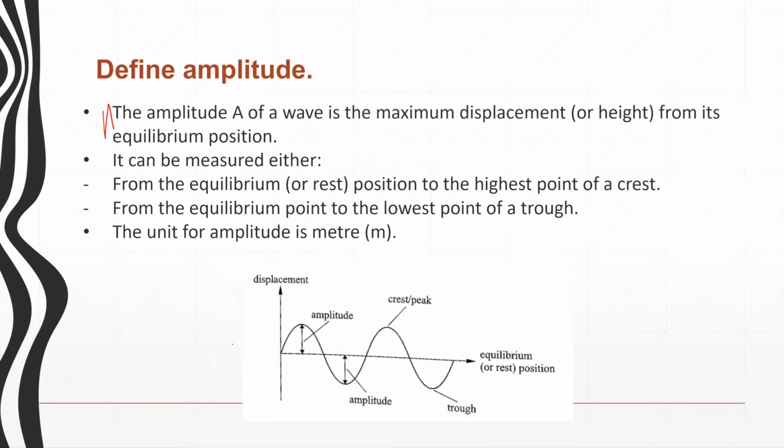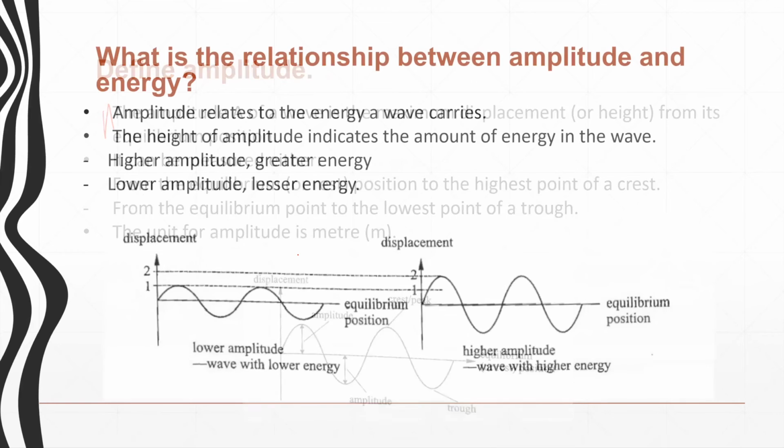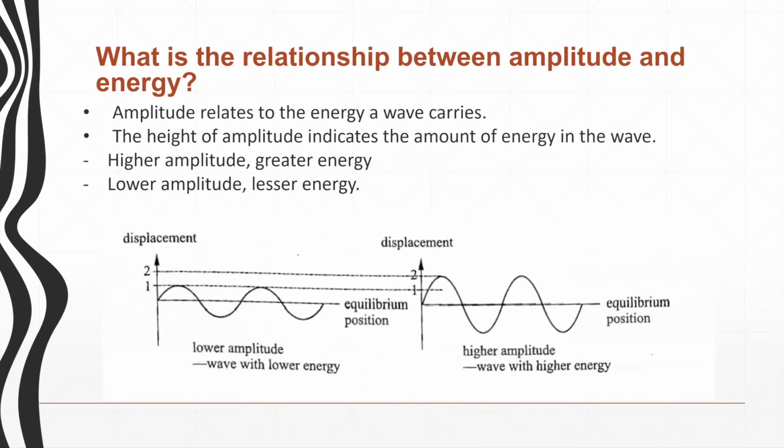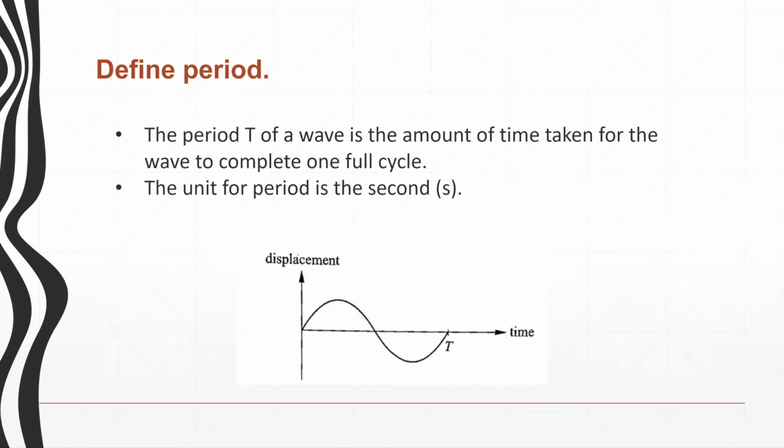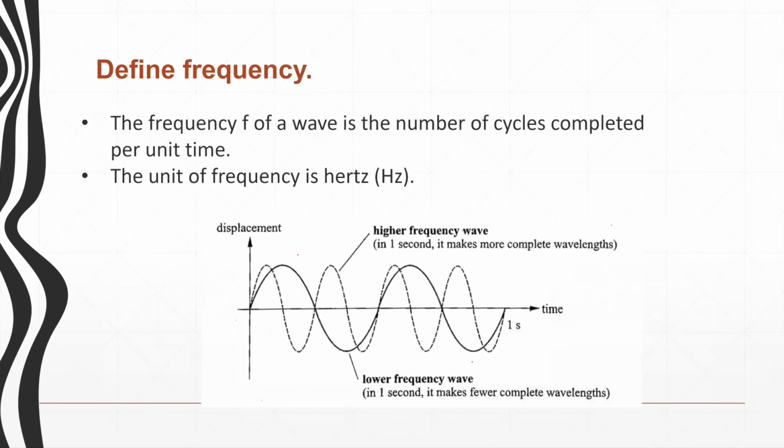Then amplitude is the height here. Amplitude and energy: if you have high amplitude, it means there's high energy. Then period is the time taken for one complete wave. The unit for period is seconds. Frequency is the number of waves in 1 second. The frequency is in hertz. So you must know how to identify which one has high frequency, which one has low frequency.